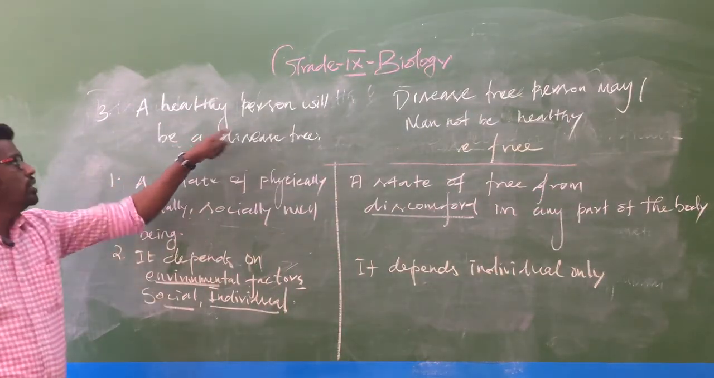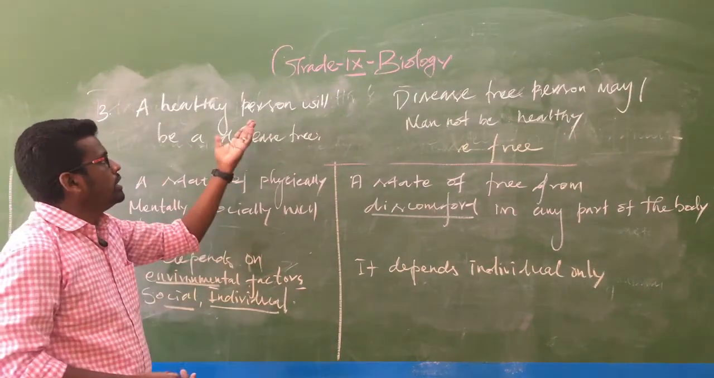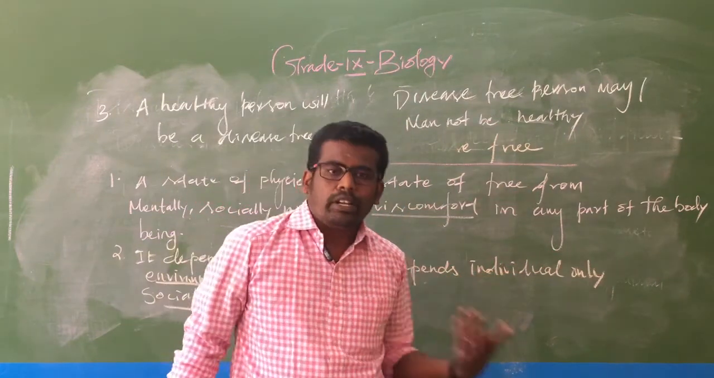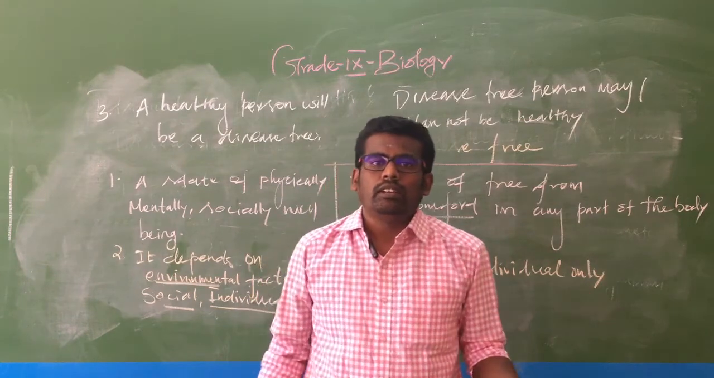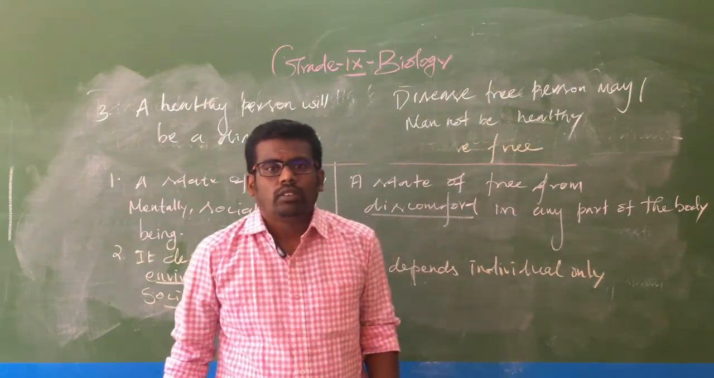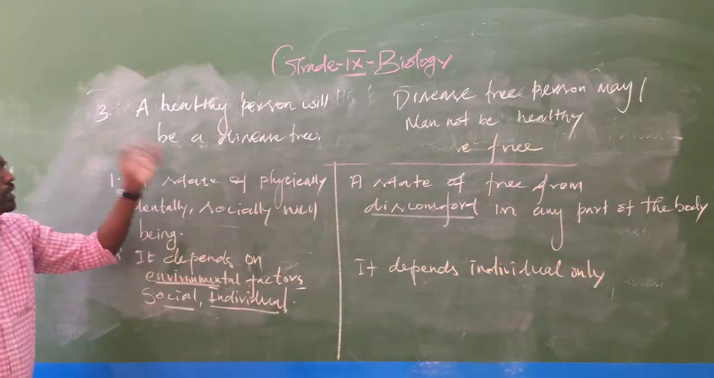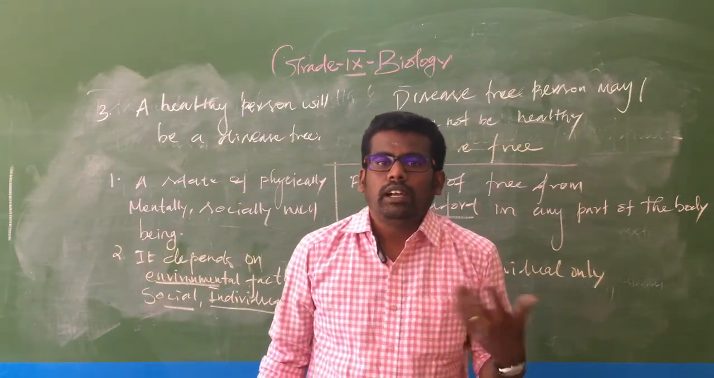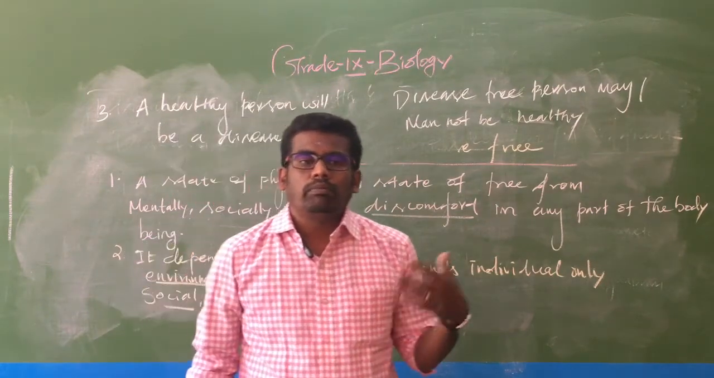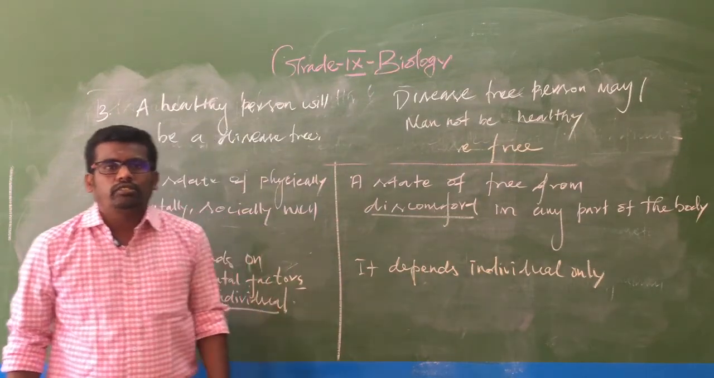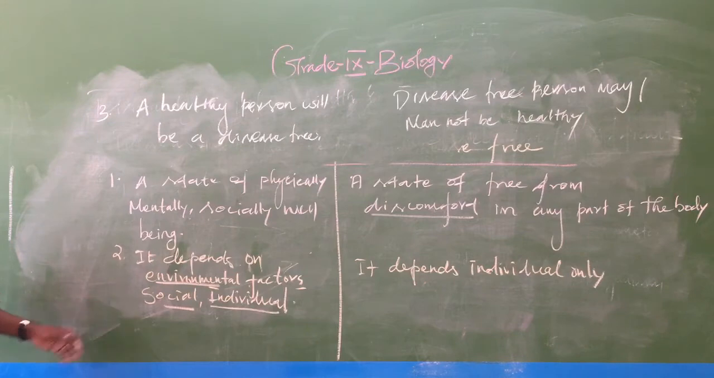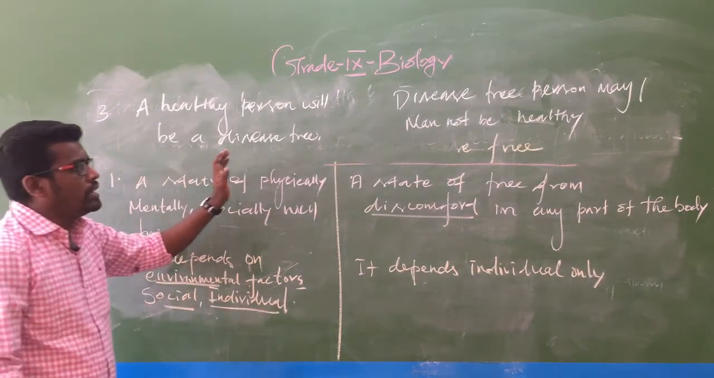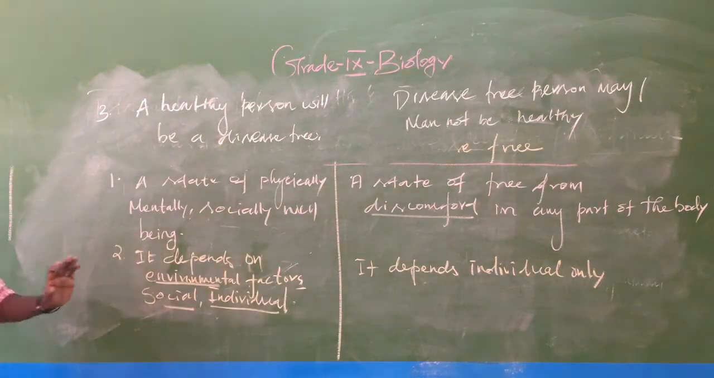Again, a healthy person will be disease free. If the person is healthy, there are no diseases. But a disease free person, although diseases are not there, may be weak. What is the reason? He is not taking food properly, so he is weak. No disease, but he is weak. A healthy person must be disease free, but a disease free person may or may not be healthy. Sometimes a disease free person may have some nutritional deficiency. So differentiation between healthy and disease free is very important. It is a 3-mark question: differentiate between healthy and disease free. Both are different.